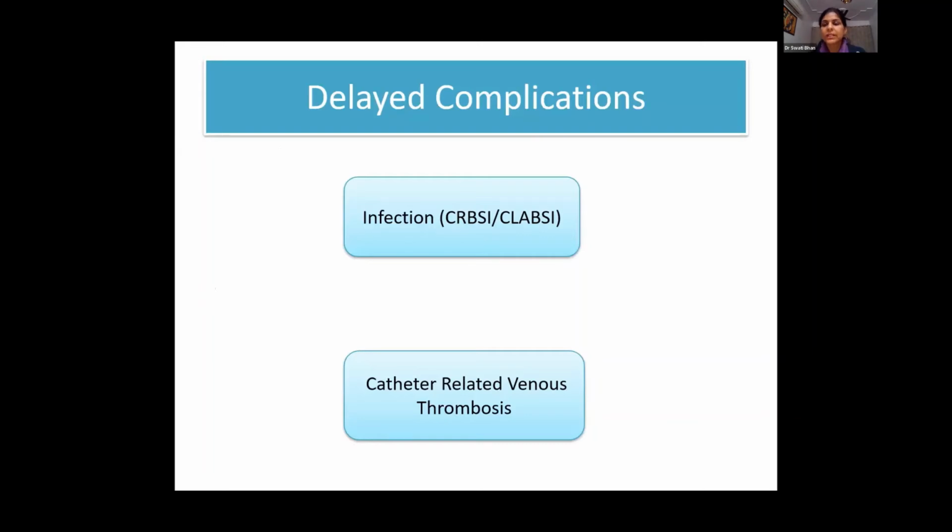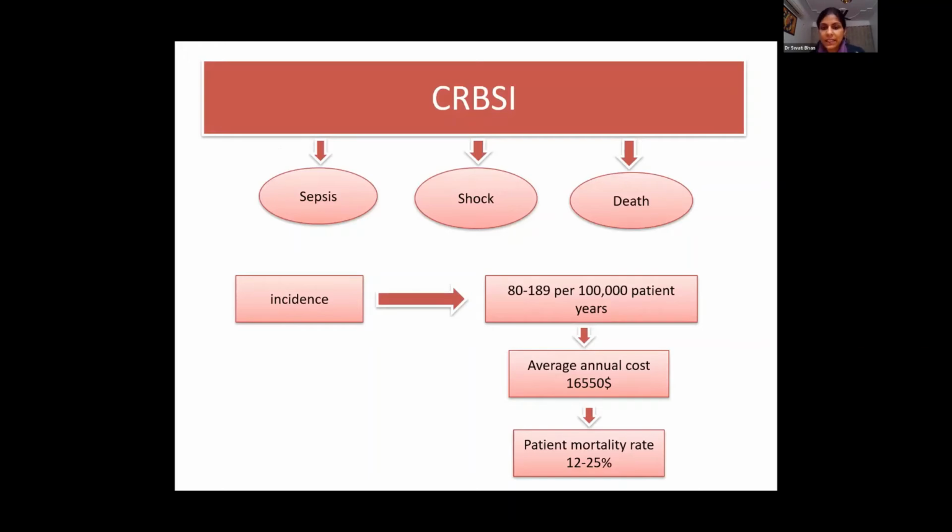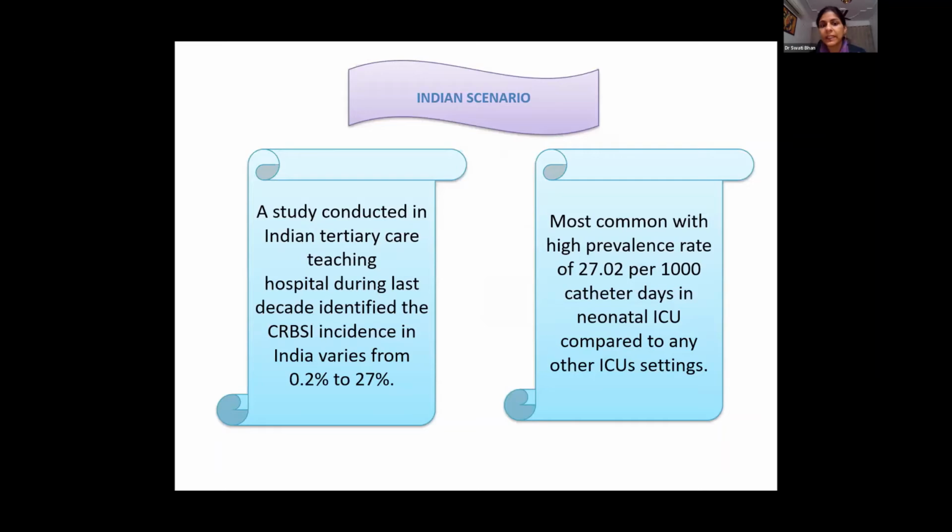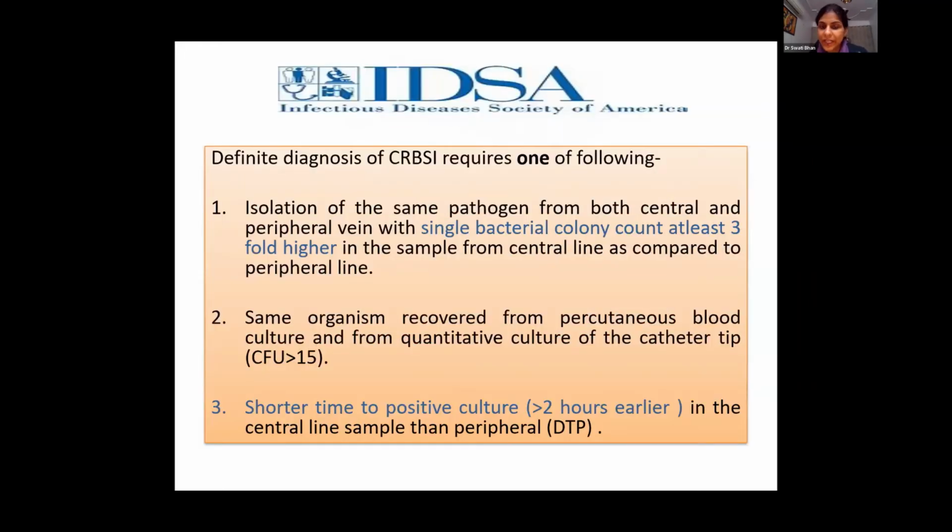Coming over to the delayed complications, the most important are infection, which is the catheter-related bloodstream infection, and catheter-related venous thrombosis. Coming to catheter-related bloodstream infection, the incidence is about 80 to 189 per 100,000 patient years, the average annual cost is about 16,000 to 550 US, and patient mortality is around 12 to 25%. But in the Indian scenario, there was a study conducted in an Indian Tertiary Care Teaching Hospital during the last decade. The incidence in India ranges from 0.2 to 27%. Most commonly, the CRBSI highest prevalence rate is in the neonatal ICUs compared to any other ICU settings.